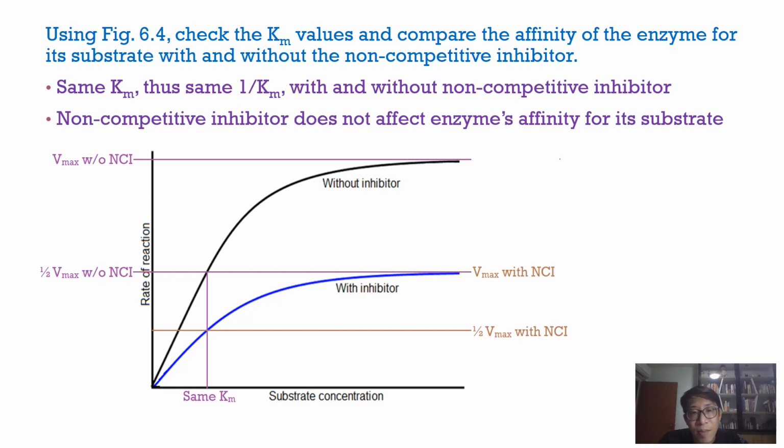Because again, the effect of the non-competitive inhibitor is basically a decrease in the enzyme concentration. But for each enzyme molecule, as long as it is not bound by the non-competitive inhibitor, it is basically the same enzyme. The affinity, the likelihood of each substrate binding to each enzyme molecule, is the same. It's just that overall there are fewer enzyme molecules that are functional. That's why the Km and the affinity are the same, but there is a lower Vmax overall in the presence of the non-competitive inhibitor.